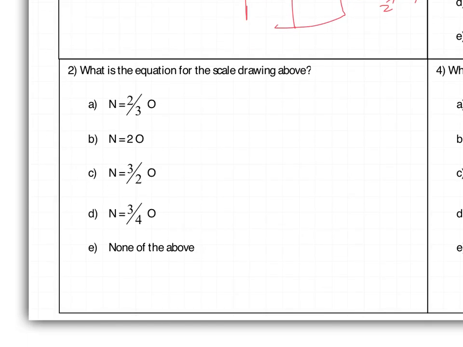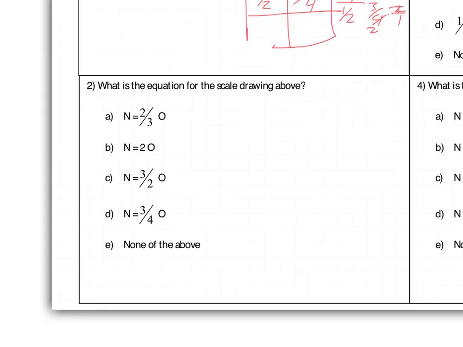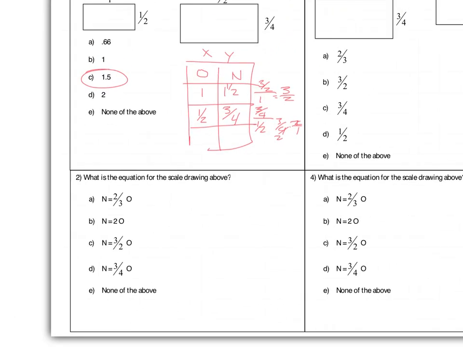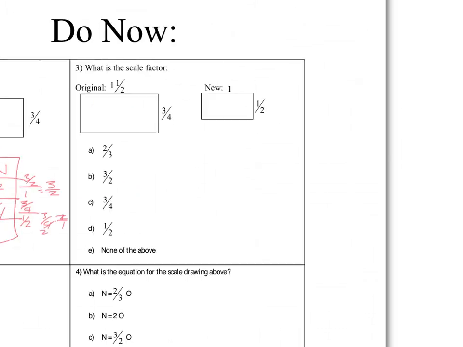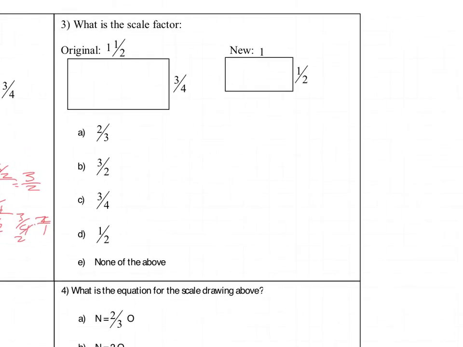And we can come down here and write the equation, remembering that our new is our y. We're always trying to figure out what our new would be based on our old, so n is equal to 3/2 O. We can do the same thing over here. We see that this is a reduction rather than an enlargement, so we should expect that the scale factor is going to be less than 1.